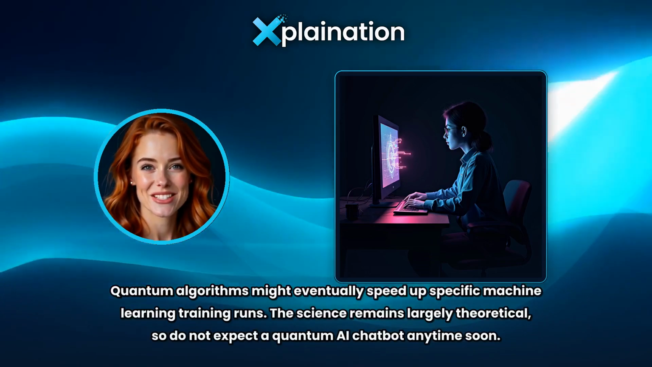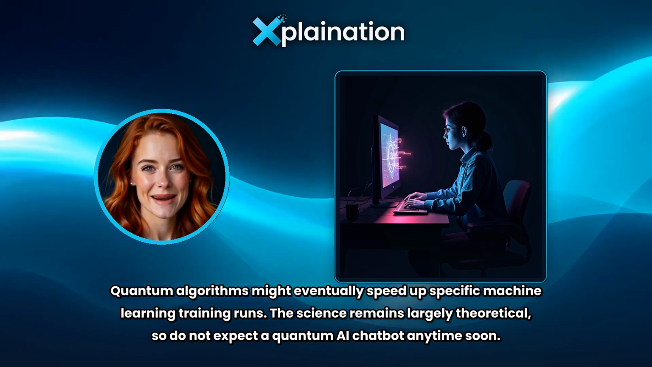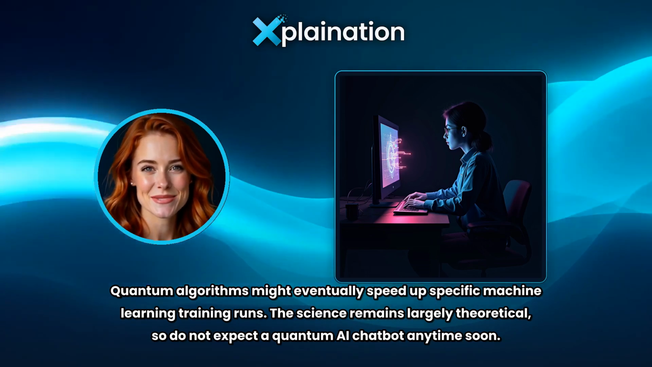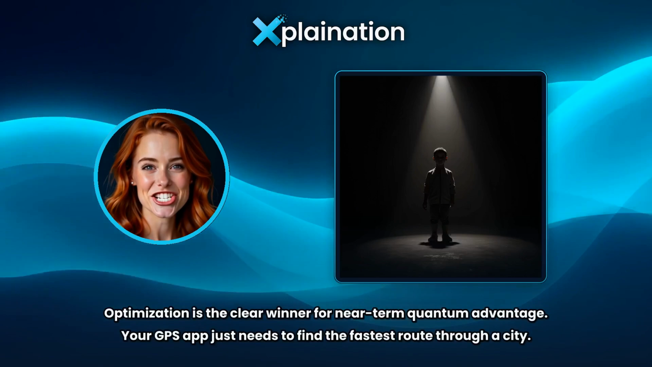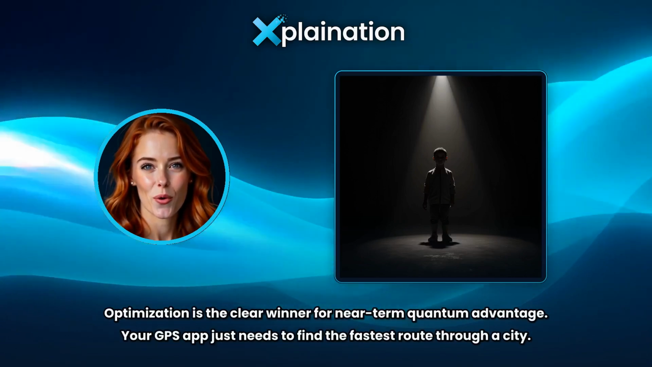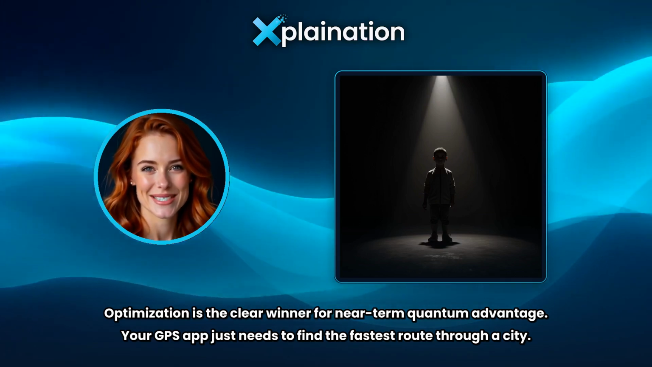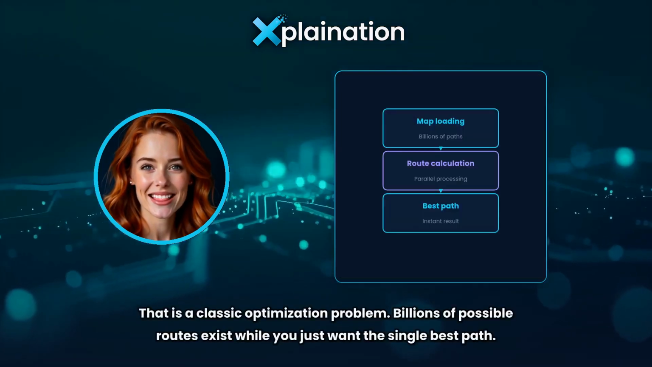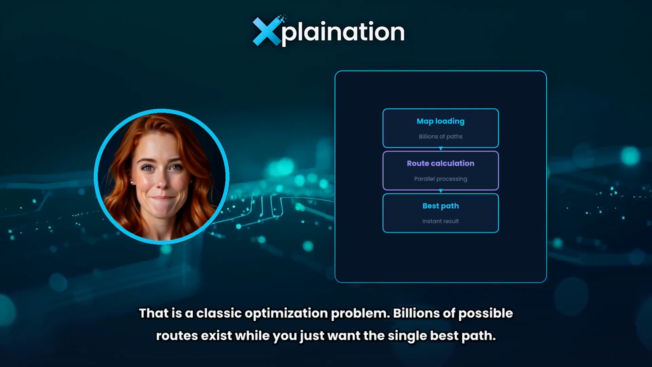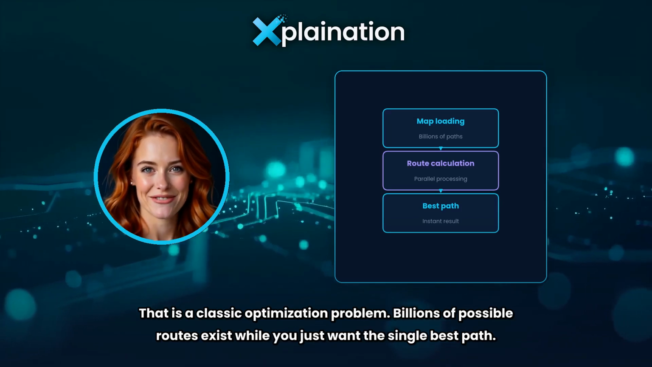The science remains largely theoretical, so do not expect a quantum AI chatbot anytime soon. Optimization is the clear winner for near-term quantum advantage. Your GPS app just needs to find the fastest route through a city. That is a classic optimization problem. Billions of possible routes exist while you just want the single best path.